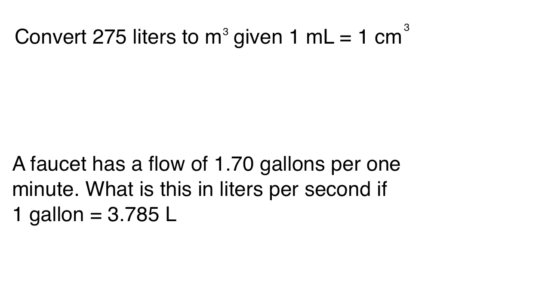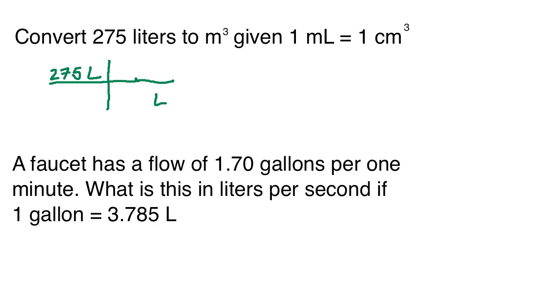Convert 275 liters to meters cubed, given that 1 milliliter equals 1 centimeter cubed. So they tell us our known value, and there is a given equality here. So we start with what's known. We know that we're going to have 275 liters that we start with. Now, I know I'm going to want to get rid of liters, right? And I'm trying to convert this into meters cubed, but I'm not going to have a direct conversion for that right away, so I need to think about where I'm going with this. So let's think about it.